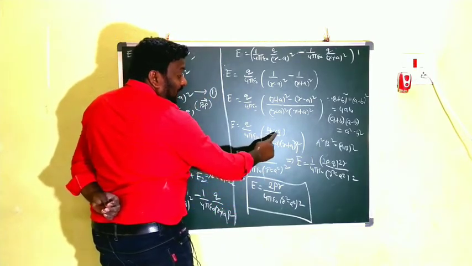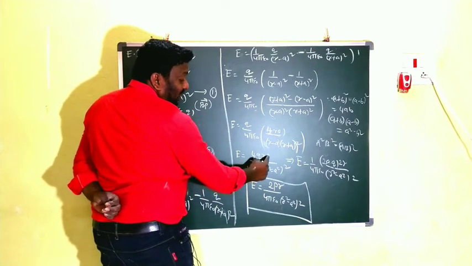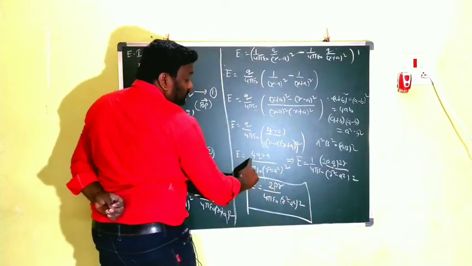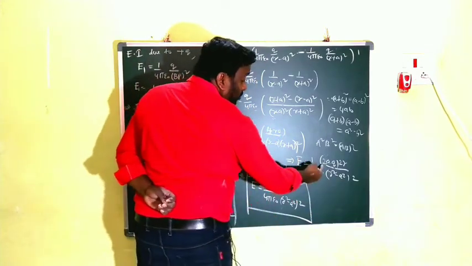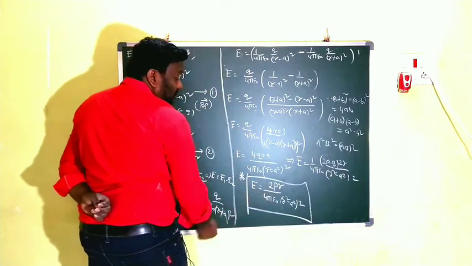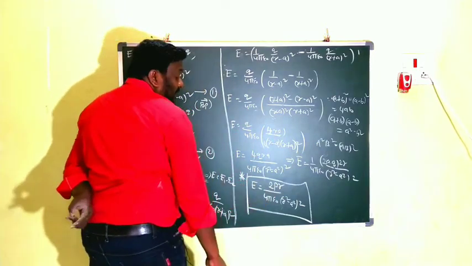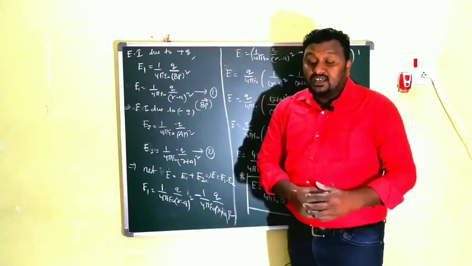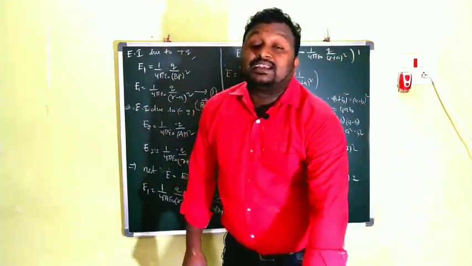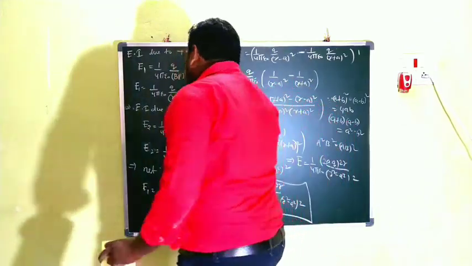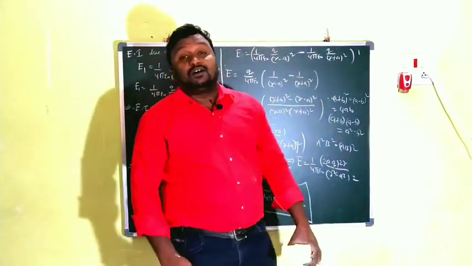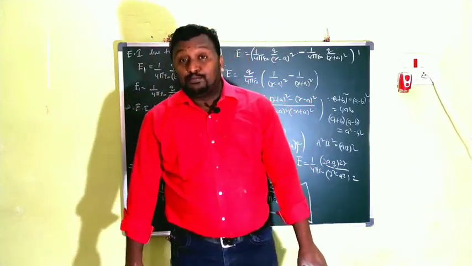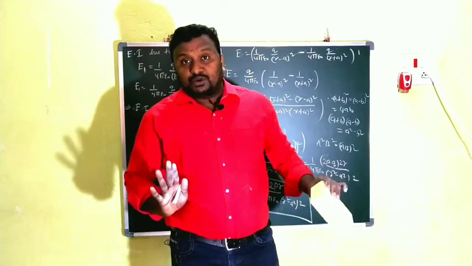Already here 4raq, that should be written as 2aq into 2r. Simply, 4 should be written as 2 into 2. Here 2 into a into q means what? Dipole moment p. E is equal to 2pr by 4 pi epsilon naught (r square minus a square) whole square. So this is the equation for electric field intensity at a point on the axial line of a dipole. Clear, children? Most important, children.